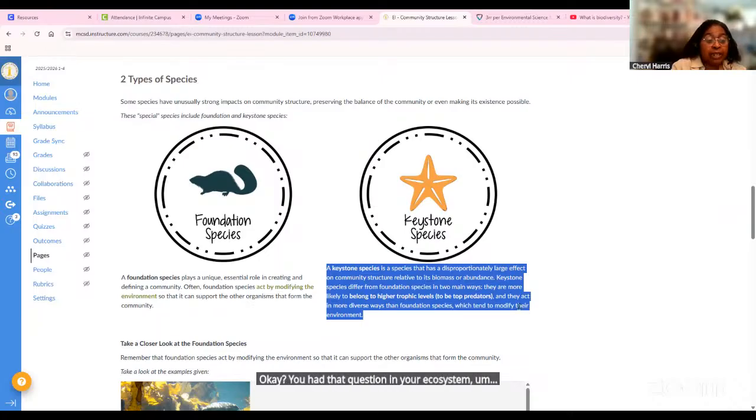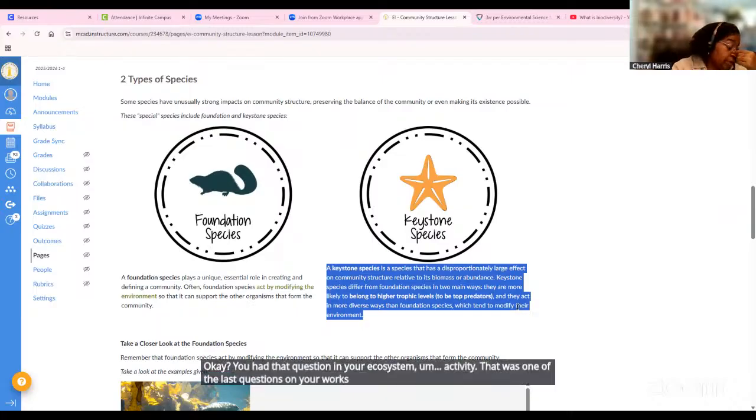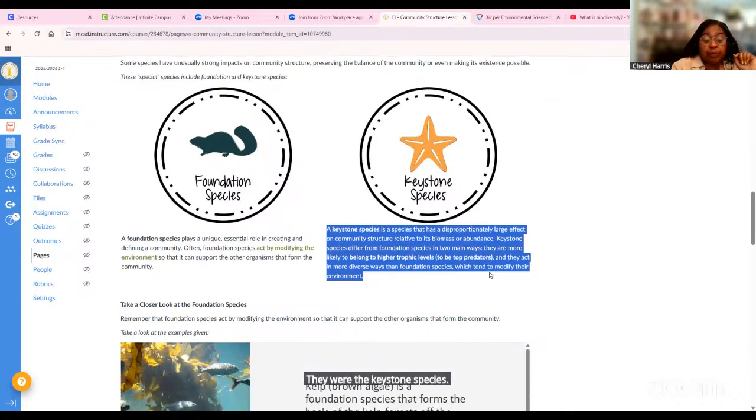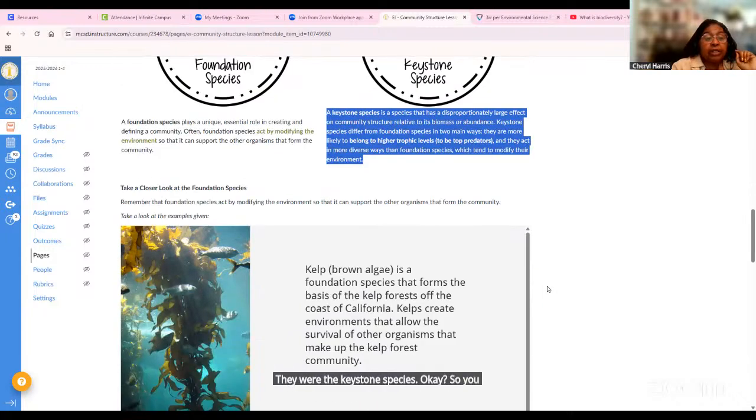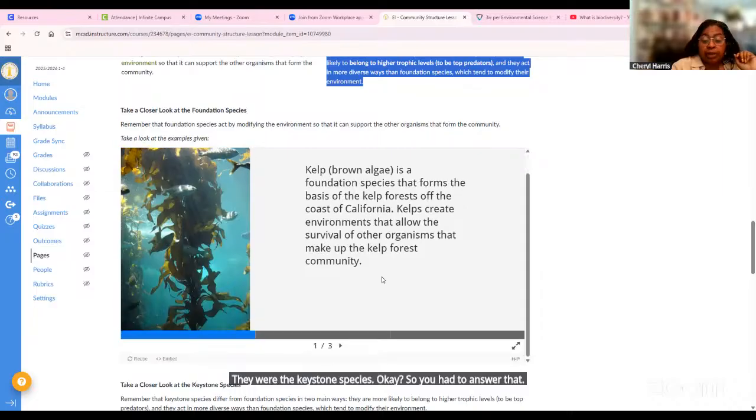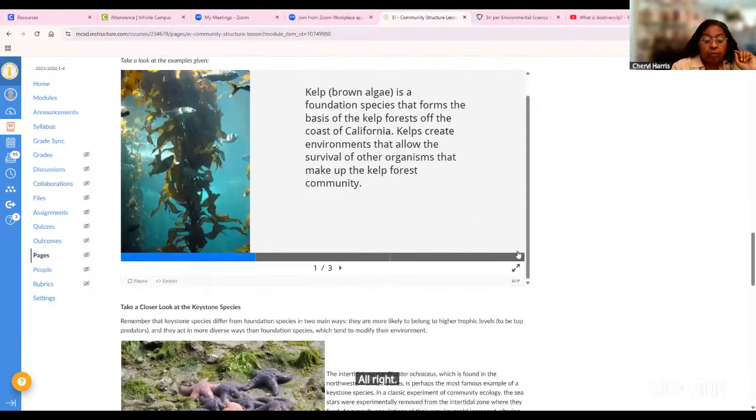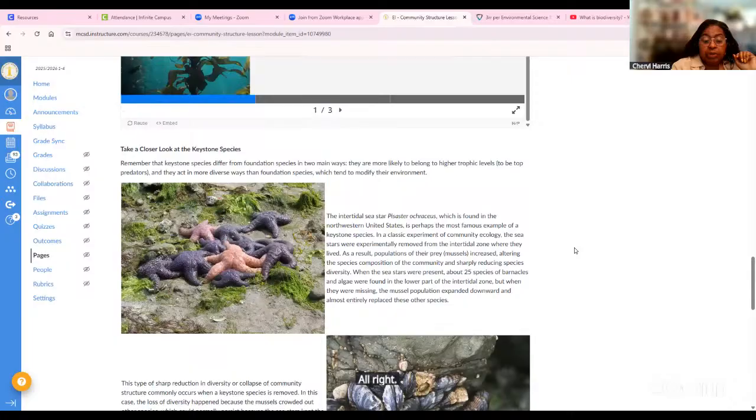That was one of the last questions on your worksheet about the bees. They were the keystone species. Okay, so you had to answer that. All right. Take a few minutes to finish reading this page.